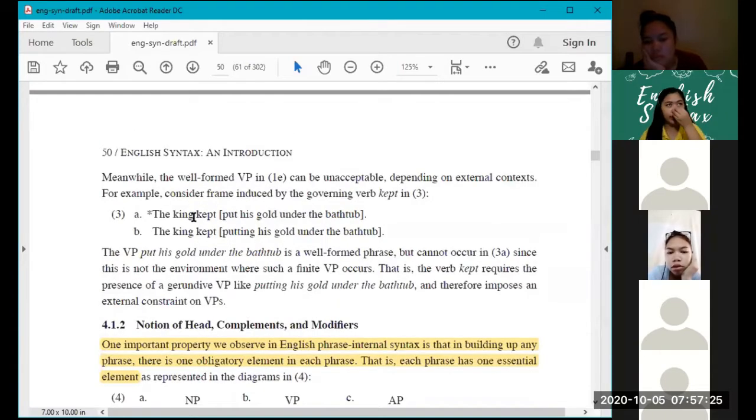So there are cases where the internal syntax regulates the form, instructing what is grammatical or ungrammatical, and at the same time the external syntax, or the rest of the sentence, regulates if that phrase is acceptable in the whole external environment of the sentence. Okay? Nasabtan ninyo, guys?